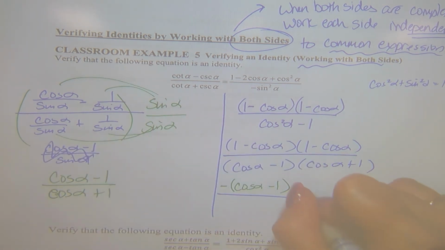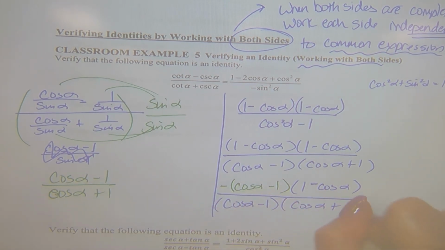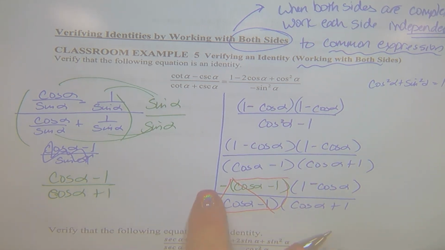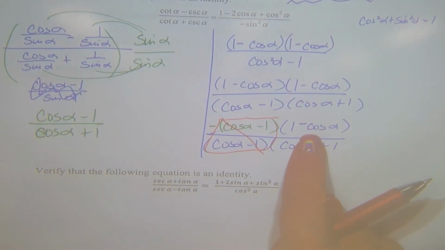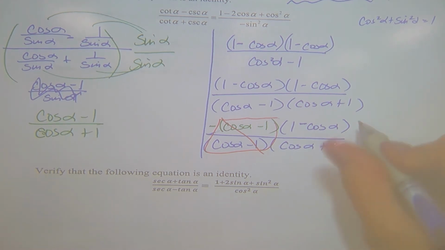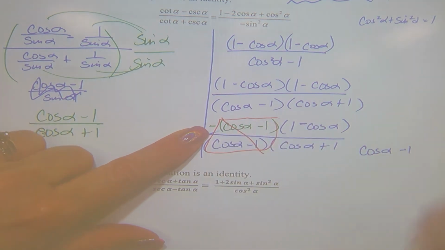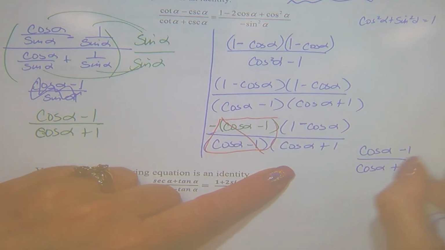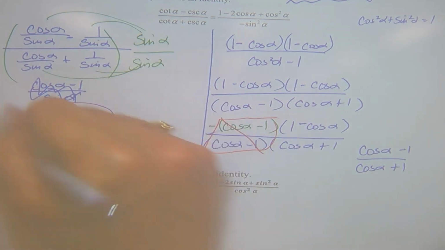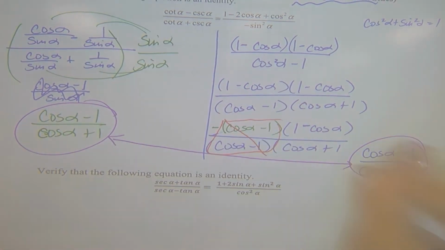I factored that negative out. So then I've got 1 minus cosine alpha here, and I've got cosine alpha minus 1 times cosine alpha plus 1. Now, this cancels right there. That cancels out. If I distribute this negative back inside, if I take that negative, distribute it into this binomial, then I have cosine alpha minus 1, because that becomes a negative 1 and a positive cosine alpha, and my denominator is cosine alpha plus 1, and look at that, my sides match. I simplified both sides to a common expression.